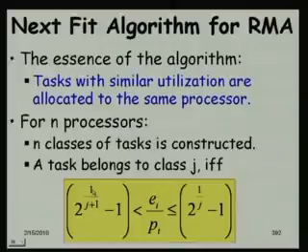So the first class will have 1 by 1 and 1 by 2. 2 to the power 1 by 2 is 1.414, minus 1 is 0.414, and 2 to the power 1 by 1 minus 1 is 1. So between 1 and 0.41, that will be the first class that will be constructed. So the first processor will be reserved for those tasks which have utilization between 0.414 and 1.